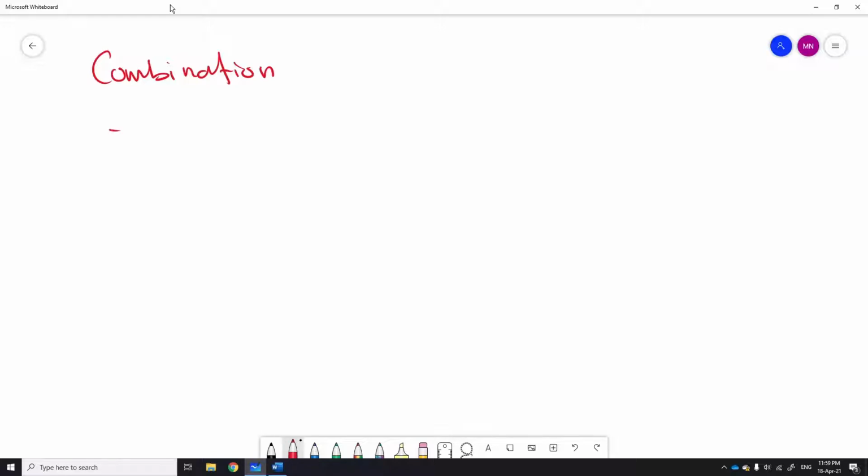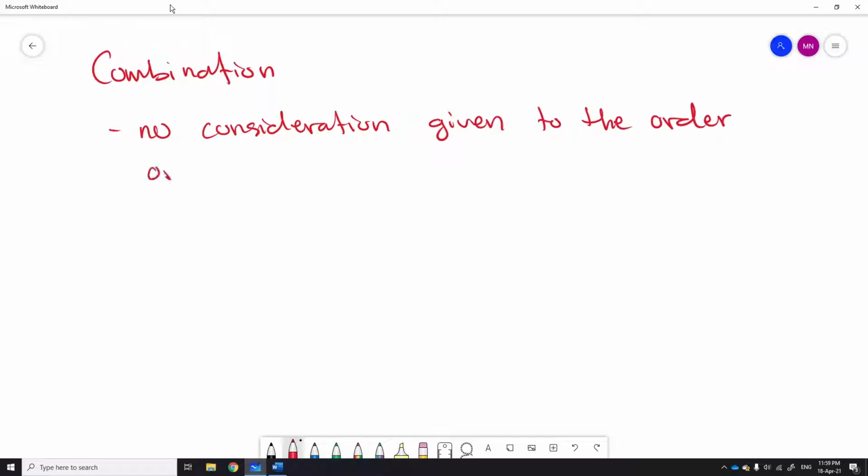So combination is a set of items that has no consideration given to the order or arrangement of the items. Different from permutation that really focuses on the arrangement, for combinations, no consideration is given to the arrangement, but just focus on the items selected.